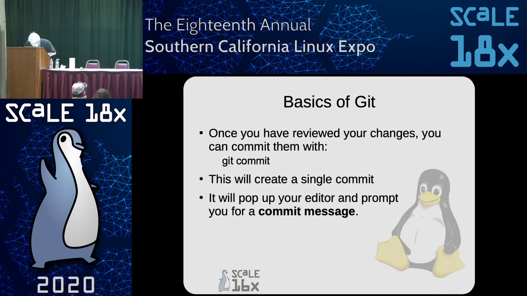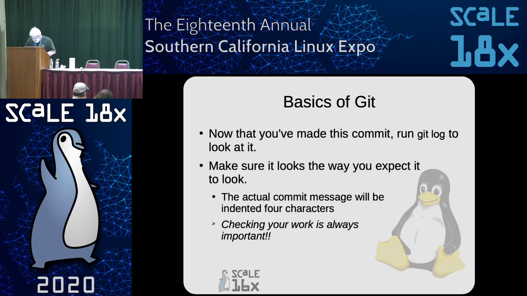Once you've reviewed your changes, you can commit them with git commit. This will create a single commit. It'll pop up your editor and ask you for a commit message, which we'll see in a moment. Now that you've made a commit, run git log, and you'll look at it. Make sure it looks the way you want it to. Your commit message will be indented by 4 characters.